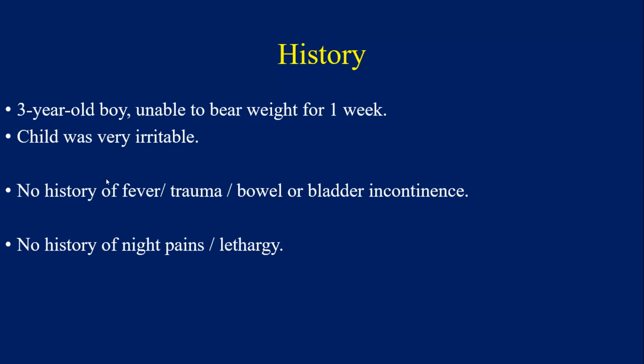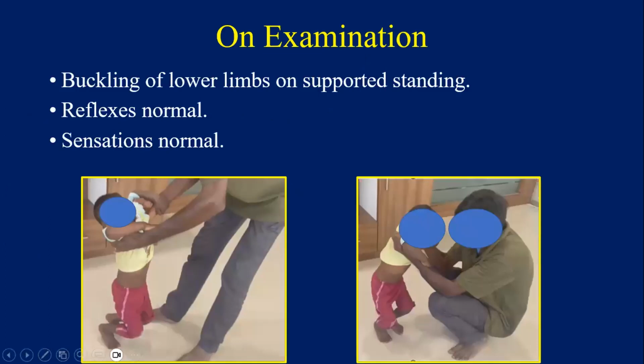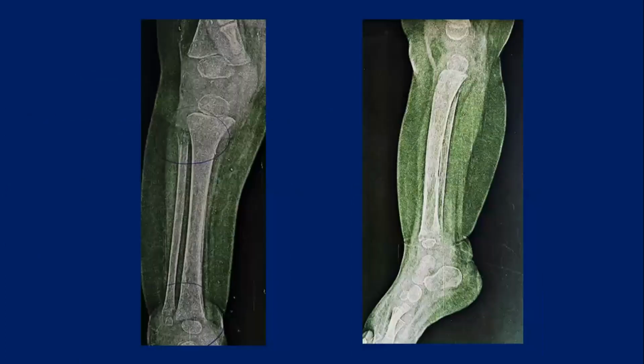We had a 3-year-old boy unable to bear weight for 1 week. The child was very irritable, and there was no history of fever, trauma, bowel and bladder incontinence, night pains or lethargy. On examination, there is buckling of the lower limbs on supported standing. Reflexes and sensations were normal. And this was the initial radiograph. So Ankita, what do you think about this X-ray? It's not a very good quality X-ray, but the patient was poor and they brought this X-ray in.